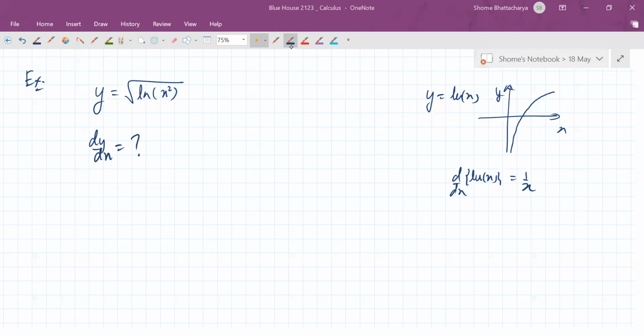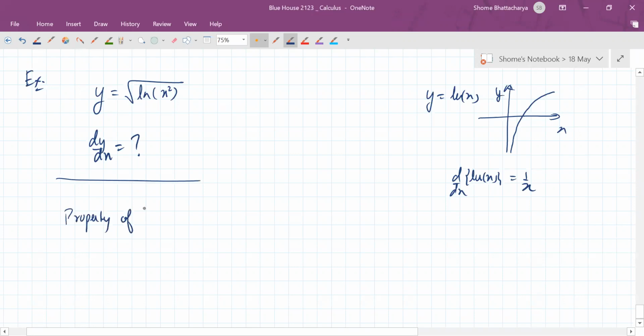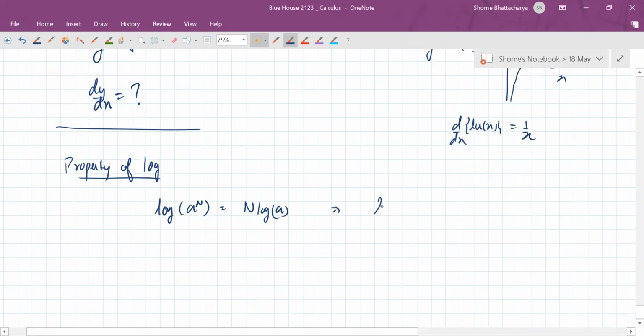Okay. So again, as it turns out, there are a couple of ways we can do the question. One is that we can simplify it a little. Okay. So we can use the property of log that log of a to the power n can be written as n times log a. Okay. So using this property, ln of x square can be simplified as 2 ln x. So if we do this, this question becomes much simpler.